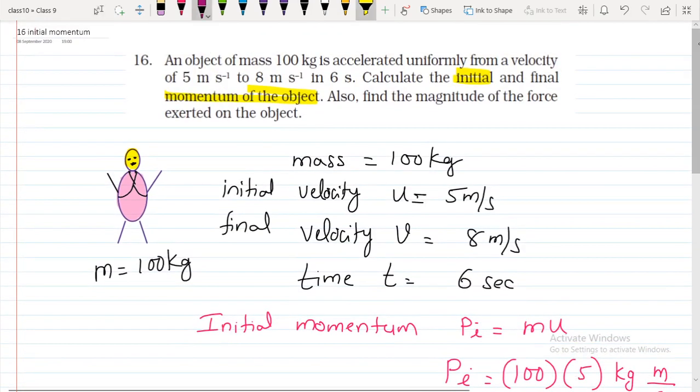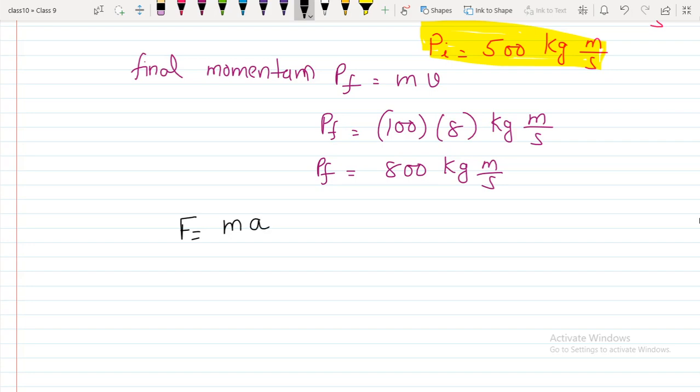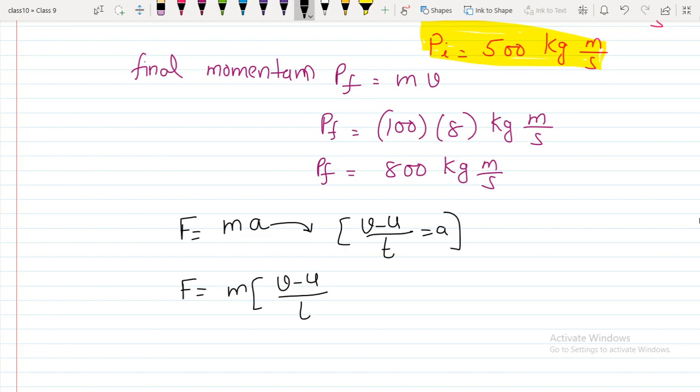Now apart from that, what we need to calculate? We need to calculate one more thing, that is find the magnitude of force exerted on the object. We need to find the magnitude of the force. So according to Newton's second law, if you remember, force is nothing but F equal to ma, mass times acceleration. But we don't know the acceleration, so we can write acceleration from first equation of motion, acceleration a equal to (v minus u) upon t. Therefore force F equal to mass times (v minus u) upon t. So I hope we are having all the values. Yeah, mass equal to 100 and final velocity equal to 8 and initial velocity equal to 5 and time equal to 6.